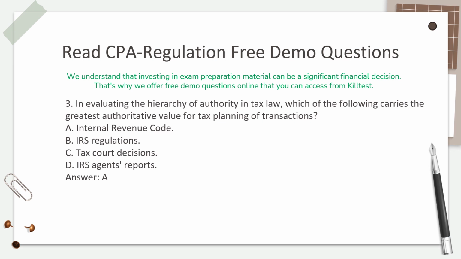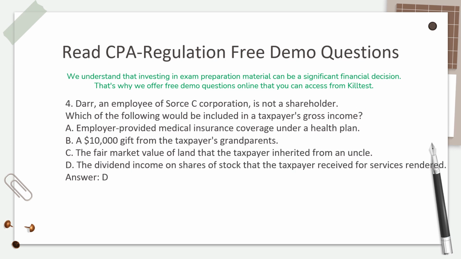3. In evaluating the hierarchy of authority in tax law, which of the following carries the greatest authoritative value for tax planning of transactions? A. Internal Revenue Code. B. IRS regulations. C. Tax court decisions. D. IRS agents' reports. Answer. A.